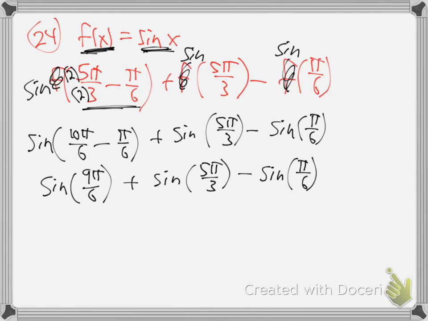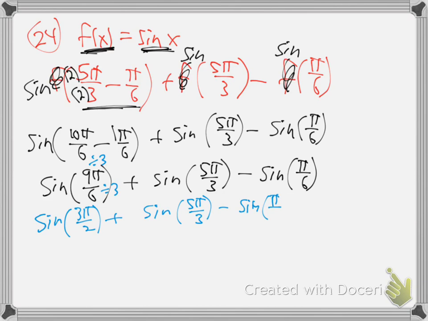Okay, so 10 pi over 6 minus 1 pi over 6 became 9 pi over 6. And what do you do with 9 pi over 6? You got to remember all fractions that can be reduced, you always want to do that. So if I can divide top and bottom by 3 there, it'll become the sine of 3 pi over 2. And the other ones are still just waiting. Good there?